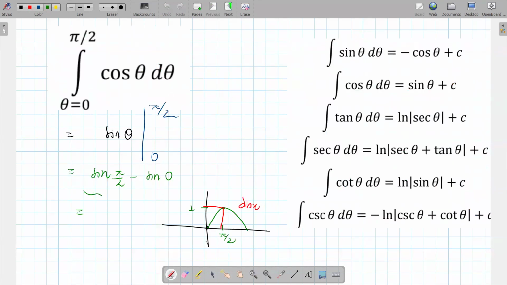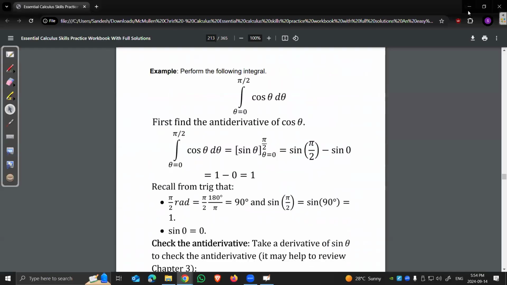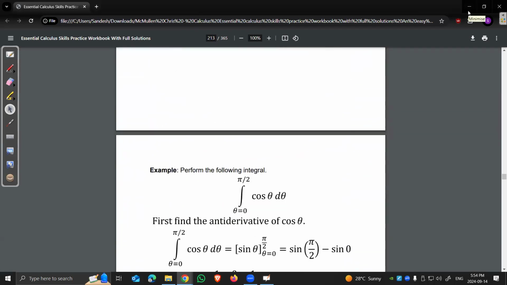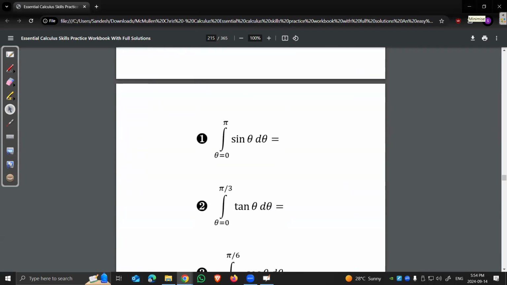So sine of 90 is 1, and sine of 0 is 0, so that area is going to be 1. They didn't give us many examples here, did they? They're just throwing it straight out. All right.